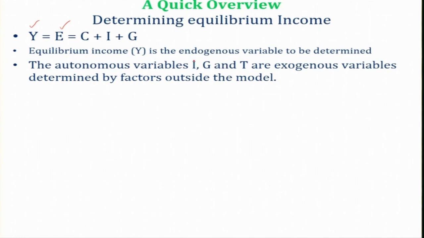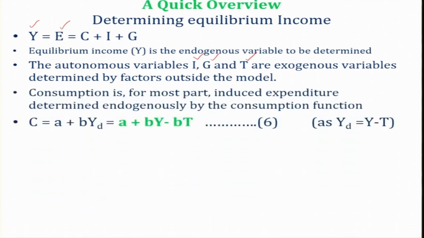So initially in the simple Keynesian model we say I is autonomous, and government expenditure is also autonomous, not a function of the level of income or rate of interest. Investment here is only a function of business conditions. T means tax, which is also exogenously determined, an autonomous variable determined outside the model.